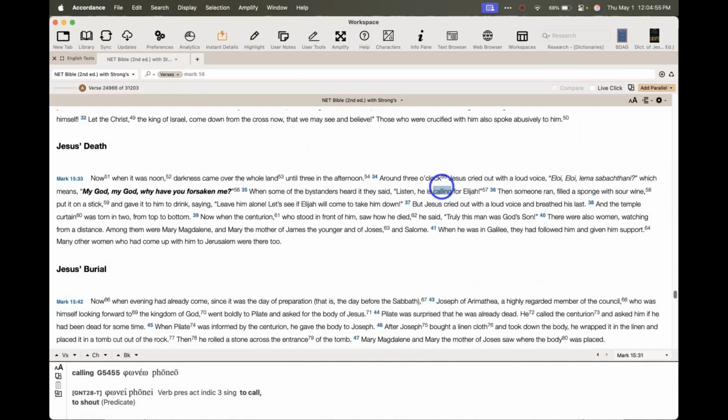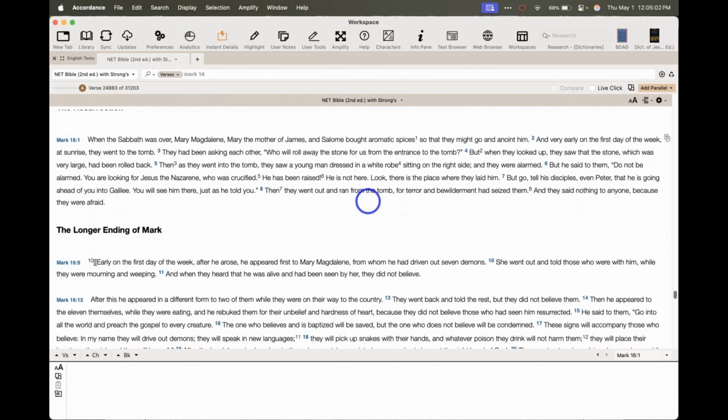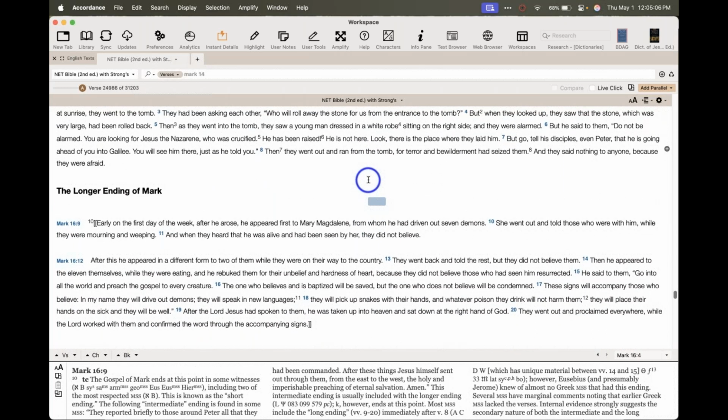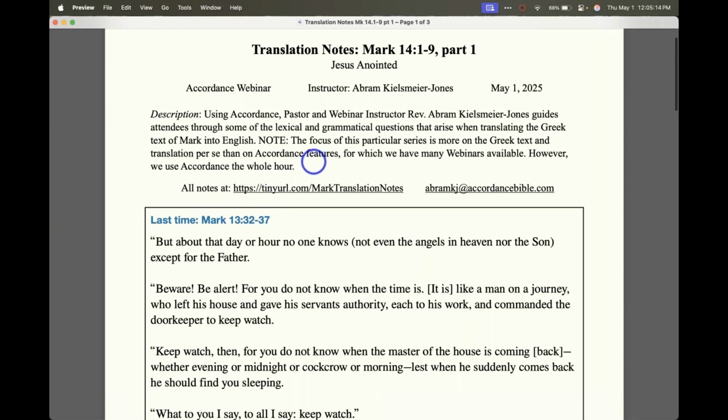And then chapter 15 is not terribly short, not terribly long. That's 47 verses. And then Mark 16, how many verses is that? Well, it depends on who you ask. And we'll have some fun looking at the different possible endings there, but that's a shorter chapter. So we begin today on a longer chapter, Mark 14.